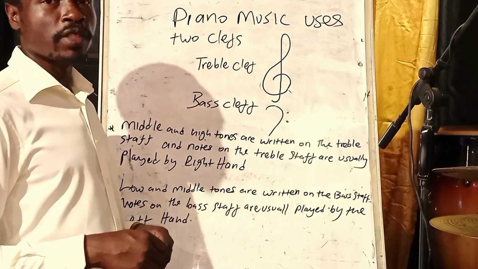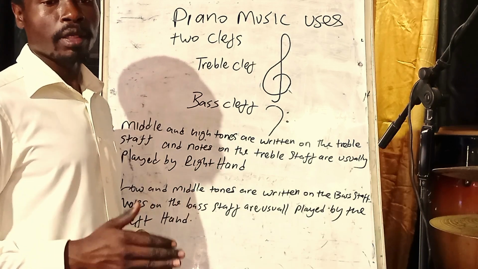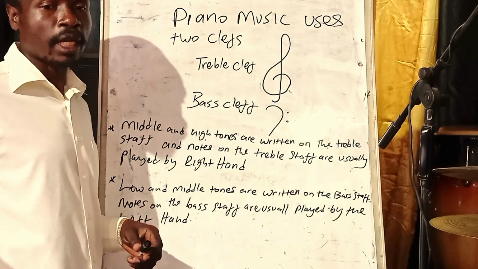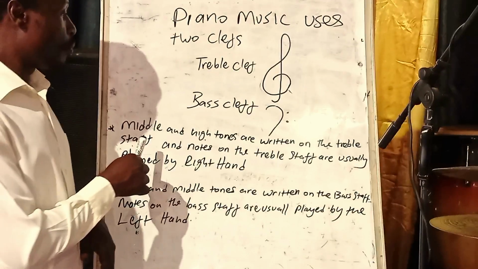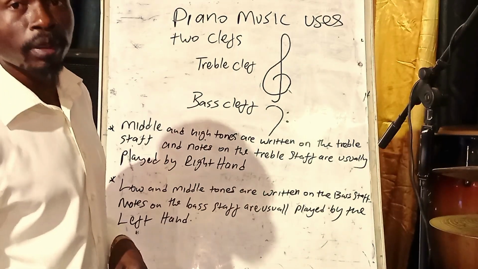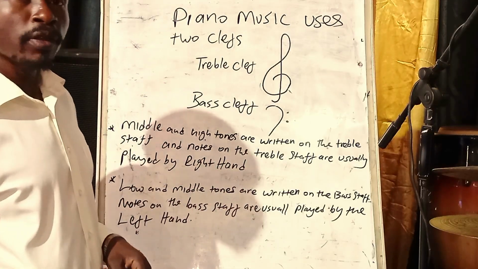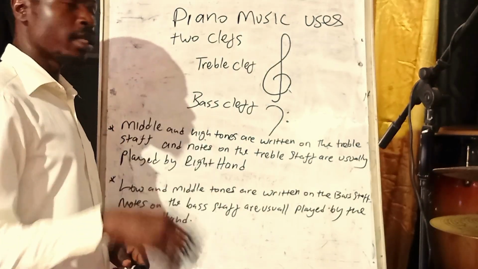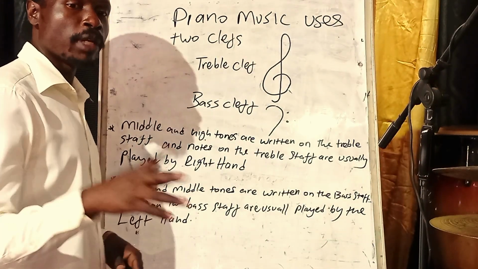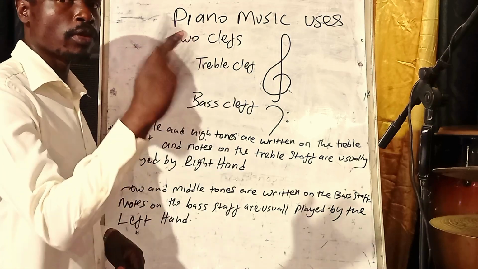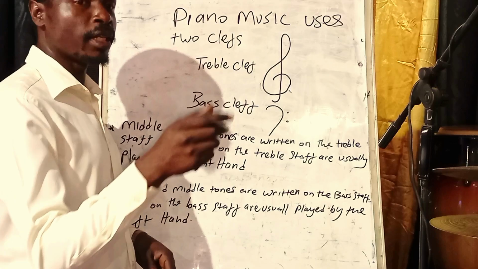I told you what middle C is in my previous video. So beginning from middle C, going upwards towards your right hand direction, those tones are written on the treble staff. This is the treble staff. The notes written on the treble staff are usually played using our right hand. When you're playing the keyboard or the piano, you use the right hand. Whenever you see a treble staff, it means those are the notes played by the right hand.